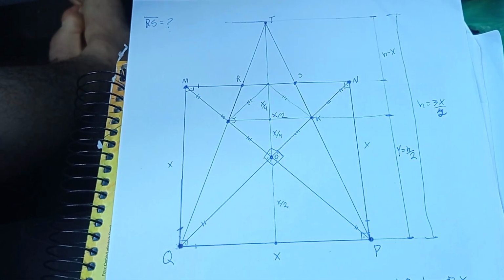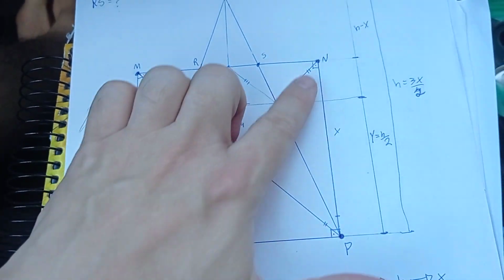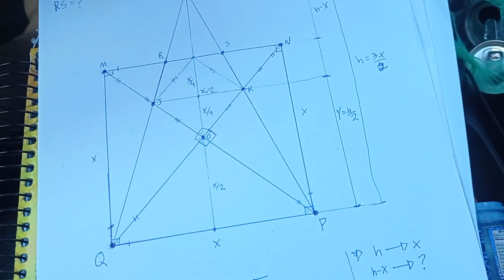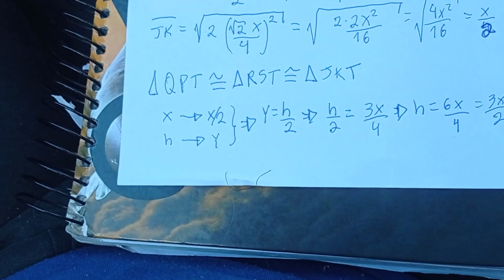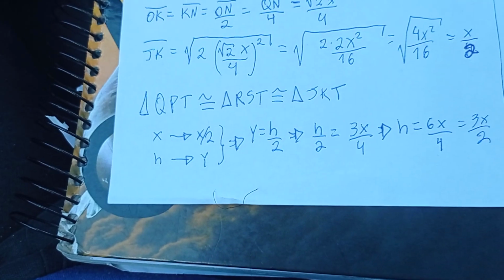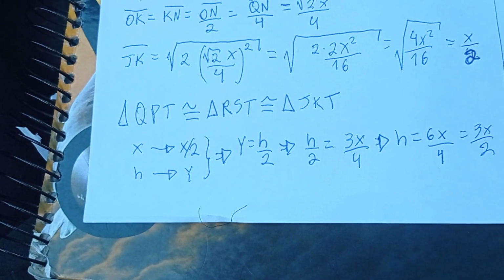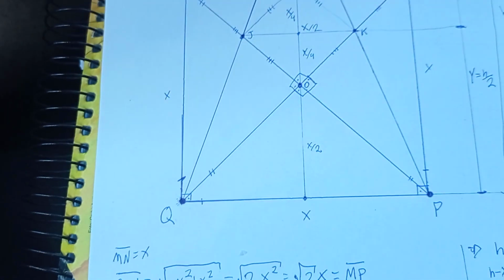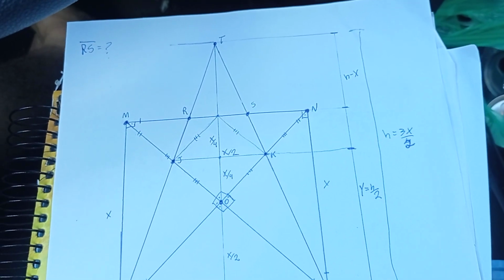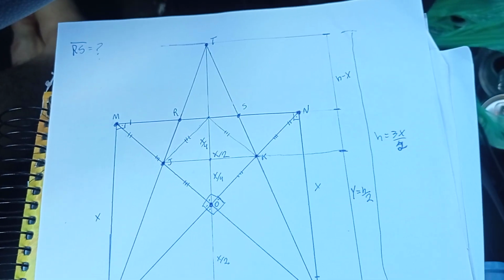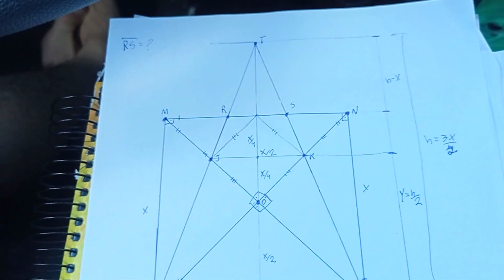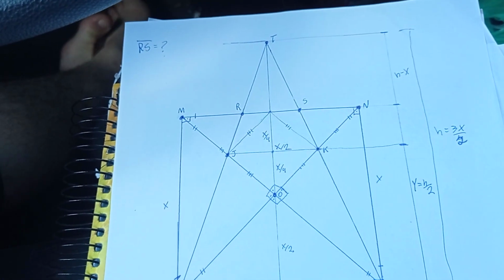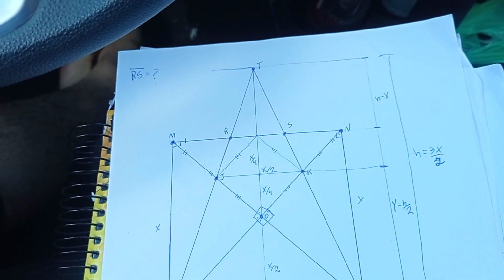This same thing could be reasoned using this big triangle here, so it's reasonable that this is the result we obtain. So now we are going to analyze the triangle QPT, which is the isosceles triangle, which is similar, so it's congruent, proportional to the triangle RST, which is this one on top here, which is congruent, or similar, or proportional is another word you can use, to the triangle JKT.